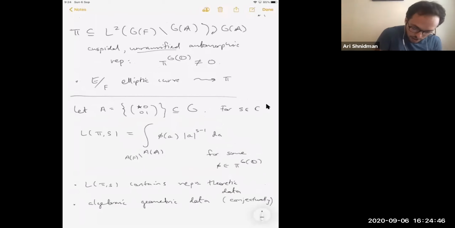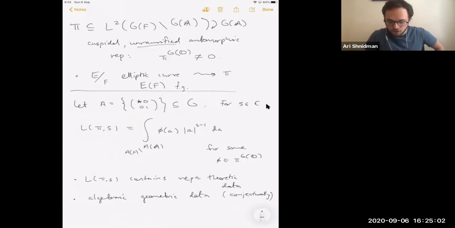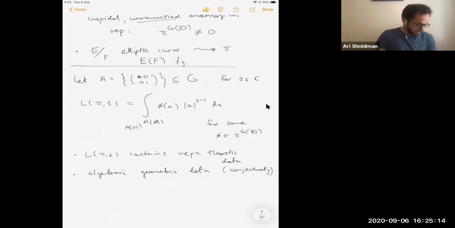So for example, if E is an elliptic curve and pi corresponds to E as above, so I'm going to go back up here now, then E(F) is a finitely generated abelian group. The group of F-rational points on the elliptic curve is a finitely generated abelian group. And conjecturally, this L function knows the rank of that finitely generated abelian group. You can recover the rank of that group from the L function. That's like a Birch and Swinnerton-Dyer conjecture for the elliptic curve.